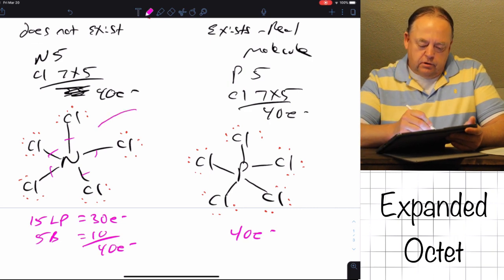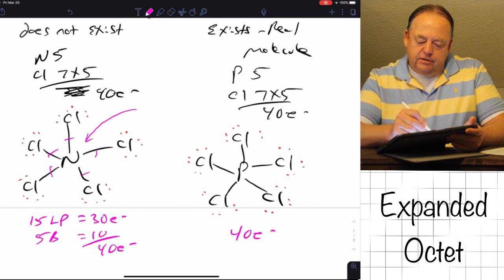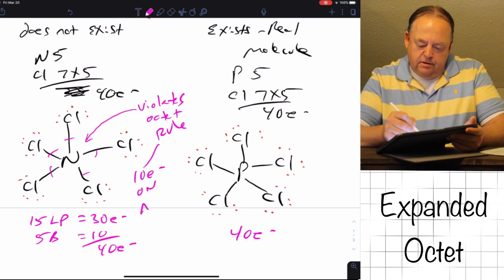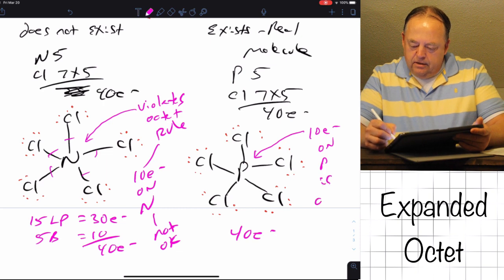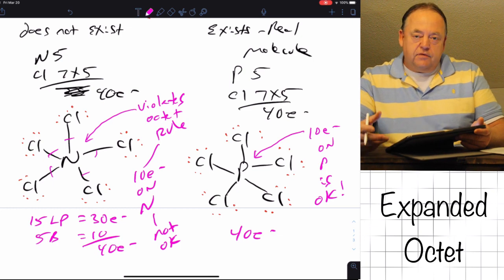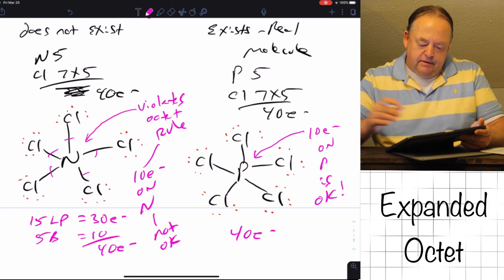So what's wrong with this Lewis structure, based on what we've covered in the past, is that it violates the octet rule on nitrogen, right? You have 10 electrons on nitrogen, and that is not okay. Whereas 10 electrons on phosphorus is okay. So what's the difference? Why can phosphorus have 10 electrons around it in its valence shell, but nitrogen cannot?